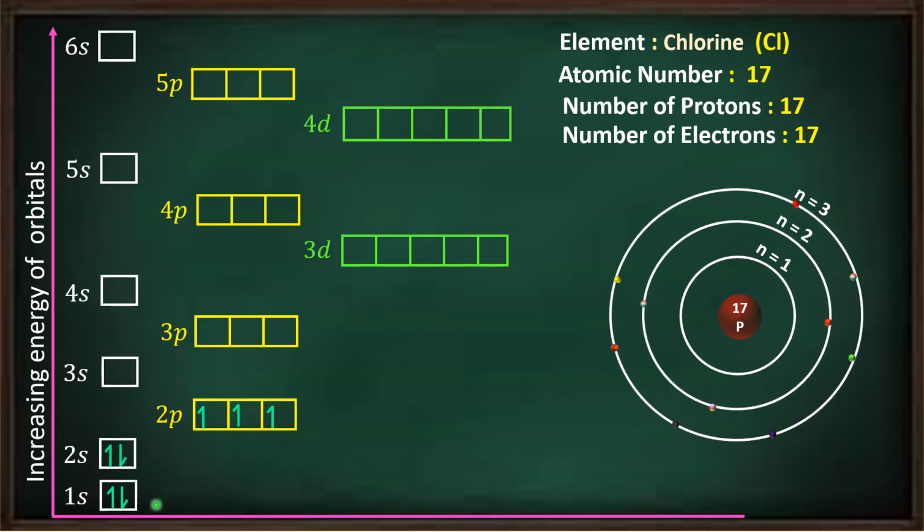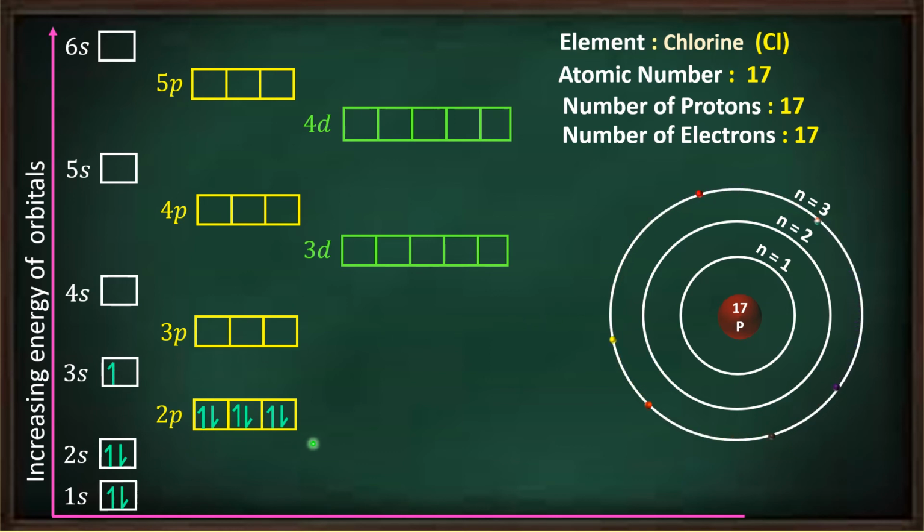So the 8th electron pairs up with this electron, isn't it? Next, the 9th electron will pair up with this electron, and the 10th electron will pair up with this electron. So totally 10 electrons have been filled. Still 7 electrons are there. So once the 2p orbital is completely filled, electrons enter into 3s. So the 11th electron enters into the 3s orbital, isn't it?